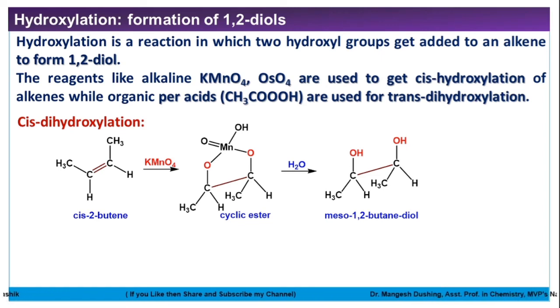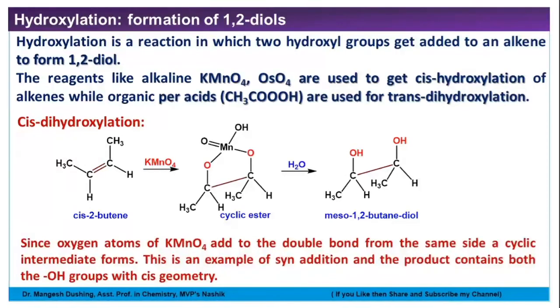So in cis dihydroxylation, if we start with cis 2-butene, we end up with the product that is meso. Similarly, if we start with trans 2-butene, then we will get the DL pair of 1,2-butane diol. Since the oxygen atoms of KMnO4 add to the double bond from the same side, a cyclic intermediate forms, and this is an example of syn addition.